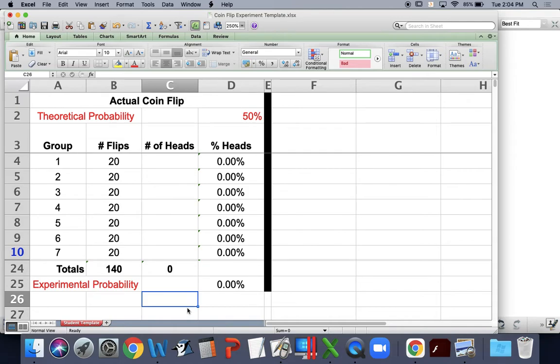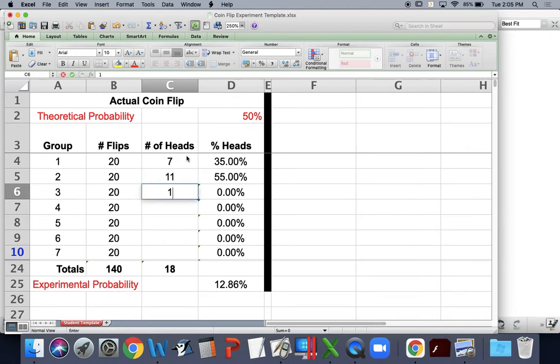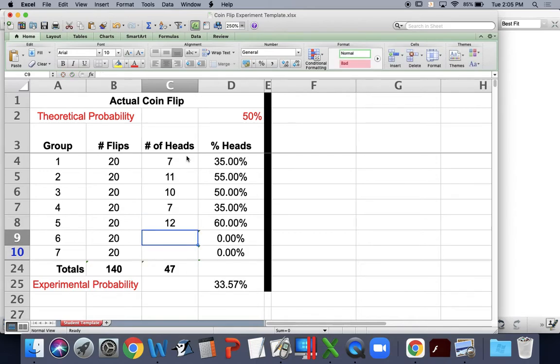Alright, we're gonna go around the room and I'm gonna put it in my spreadsheet here. We're gonna see how close the class came to the experimental probability of what we expected. Up here in front, what did you ladies get? How many heads? 7. 7 heads. Owen? 11. Graydon? 10. Oh, perfect. All right. Wyatt? 7. Alyssa? 12. Ava? 9. Rowan? 13.